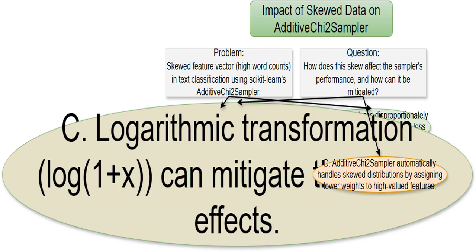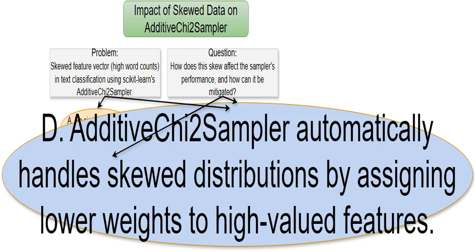This is a valid solution. A logarithmic transformation, like log 1 plus x, compresses the range of high values, making the data distribution less skewed. It's like turning down the volume on the loud words, so quieter words get a fairer hearing. This balance leads to better results. This option is incorrect. The AdditiveChi2Sampler doesn't automatically adjust for skewed data. It simply doesn't have a built-in mechanism for compensating for this type of data imbalance.